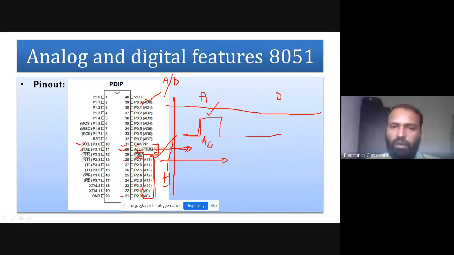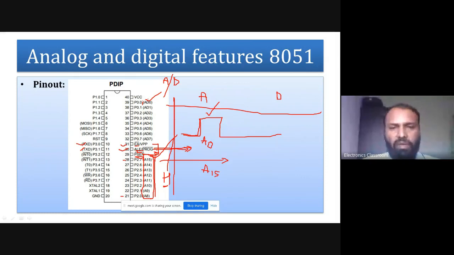So whenever ALE pin status is high, we will have address on A0 to A15. What do you mean by A0 to A15? A0 to A15 means pin number 39 to pin number 32 and pin number 21 to pin number 28. Those total 16 pins combined are used to carry a 16-bit address for external memory.